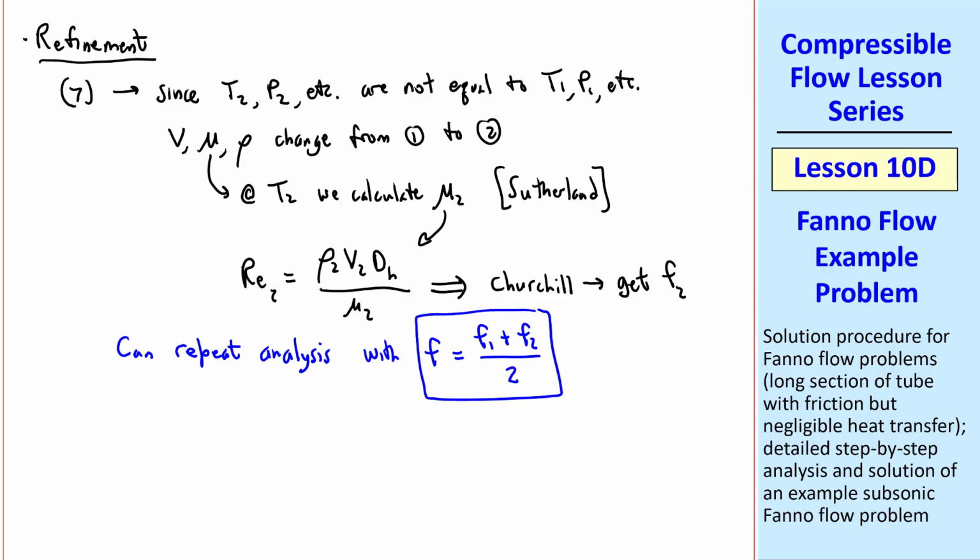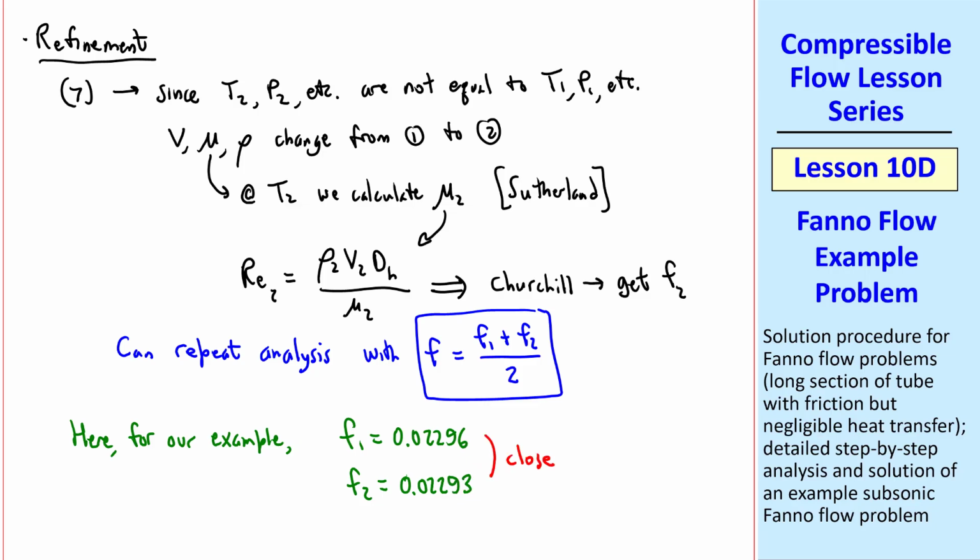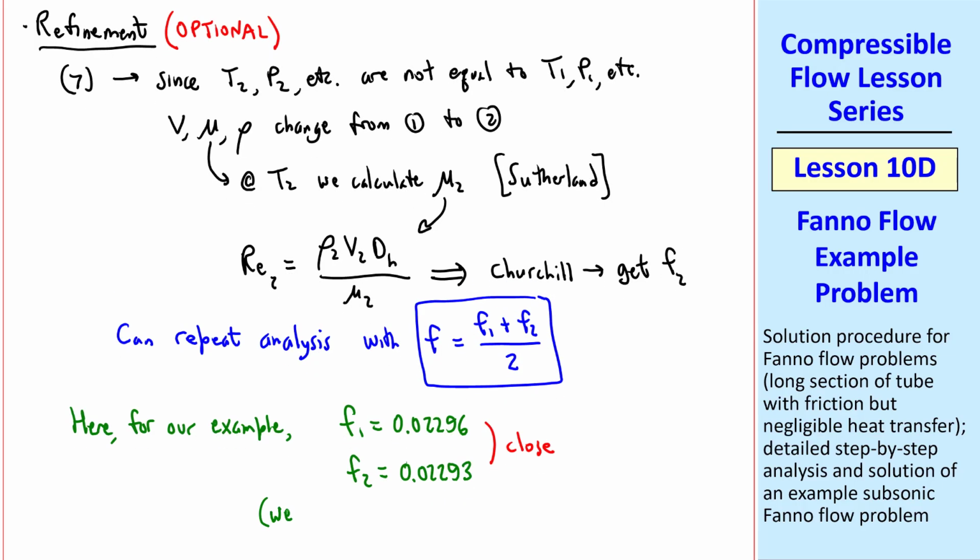This will be a little more accurate, but here for our example, we had F1 equal 0.02296, and it turns out that F2 is 0.02293, and you see that these are very close. So this would improve our results, but not by very much. So I'll call this optional. The reason these are so close is that we are in the fully rough zone of the Moody chart, where F becomes independent of Reynolds number and depends only on roughness, as we've discussed previously.